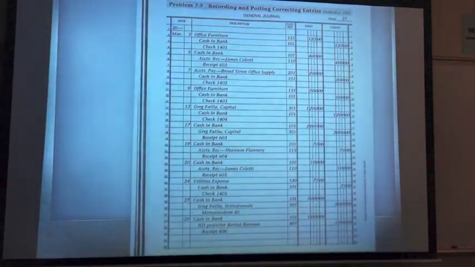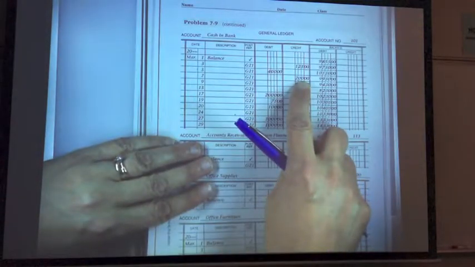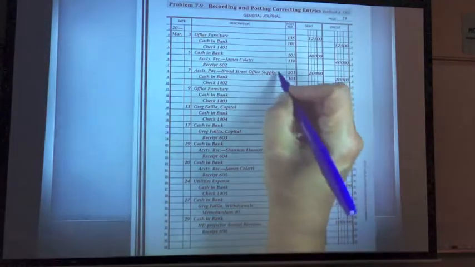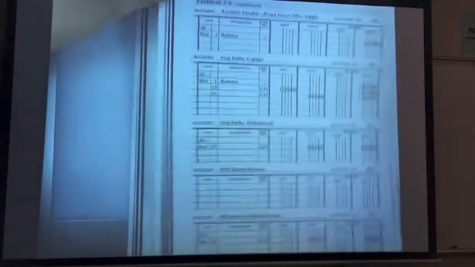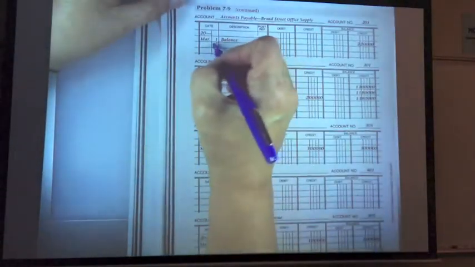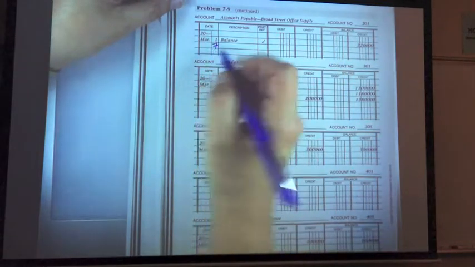Let's take a look at cash in bank. Yep, we did post the cash in bank. So the only thing that we have to fix is we have to post accounts payable Broad Street office supply for the $200 that we forgot to post it for. And we just do it on the very day that it should have been posted.